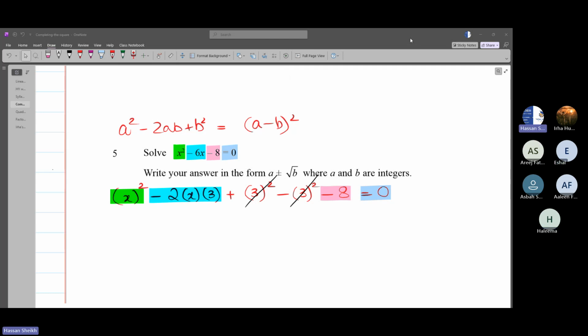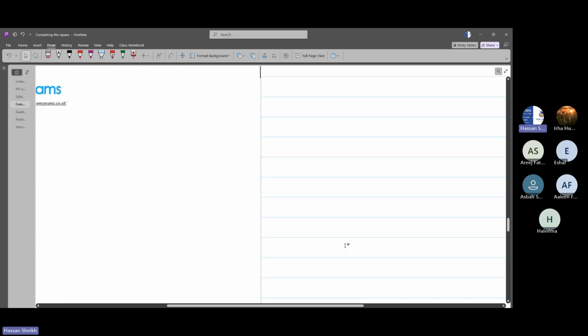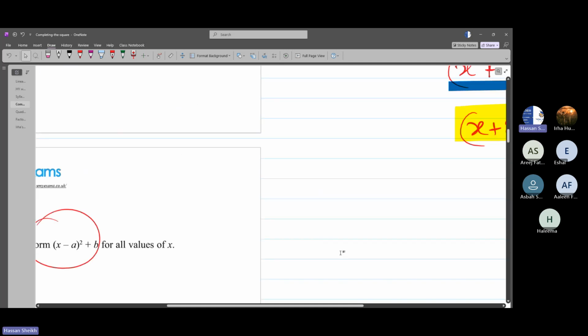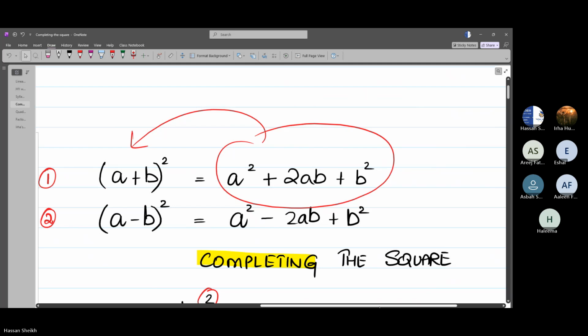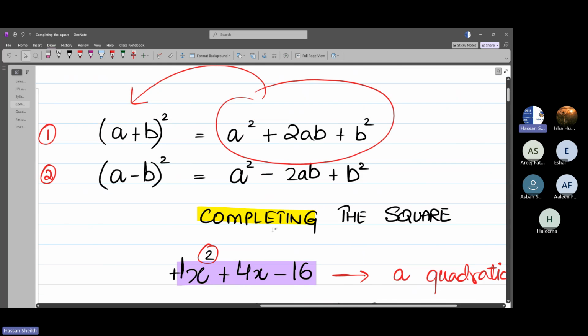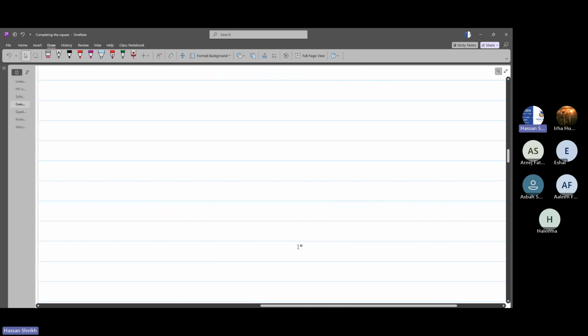Do you know that we have two formulas? I have already explained. We have two formulas: a plus b whole square and a minus b whole square. A plus b whole square is a square plus 2ab plus b square, and a minus b whole square is a square minus 2ab plus b square.